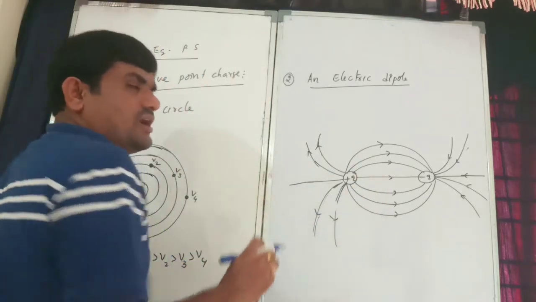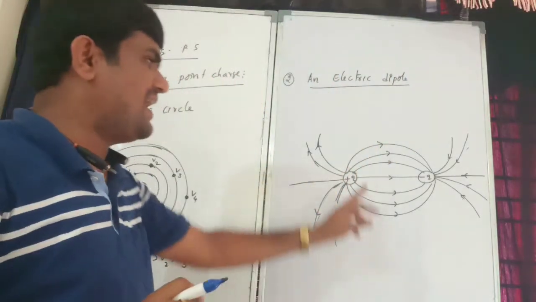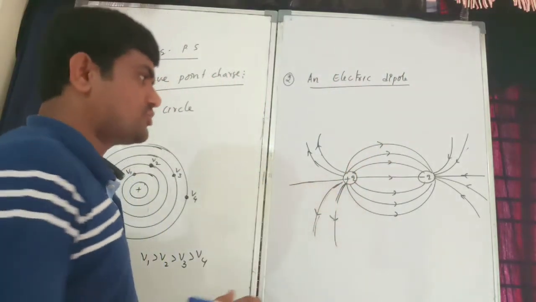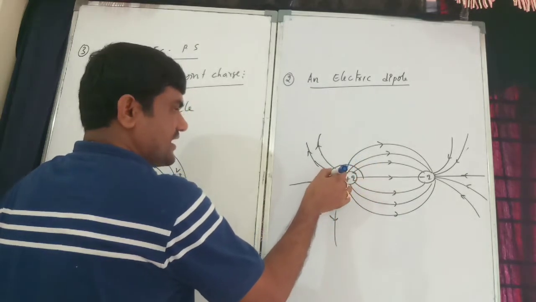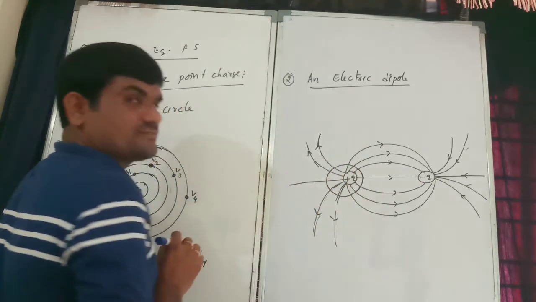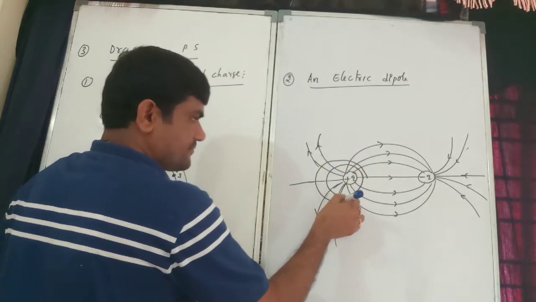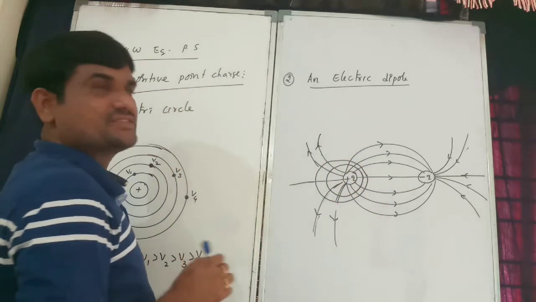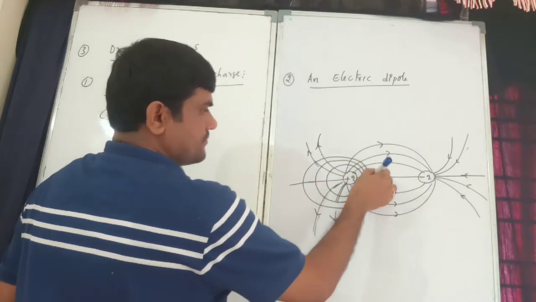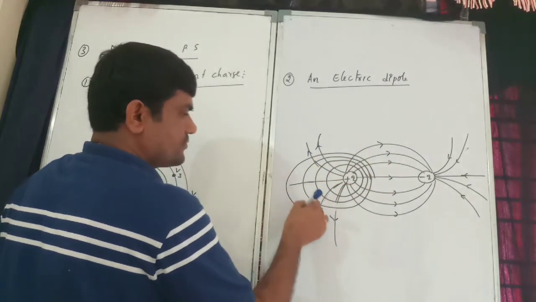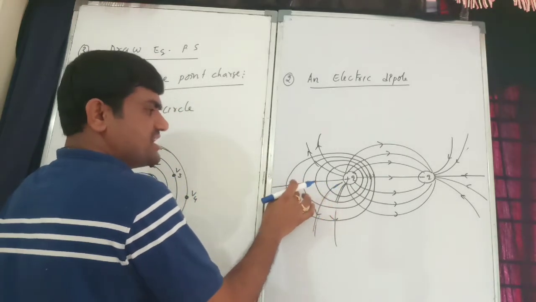Now, the equipotential surface is always perpendicular to the field lines. So here is the first circle, next the second circle, next the third, next the fourth. You can observe here that the density will be minimum.